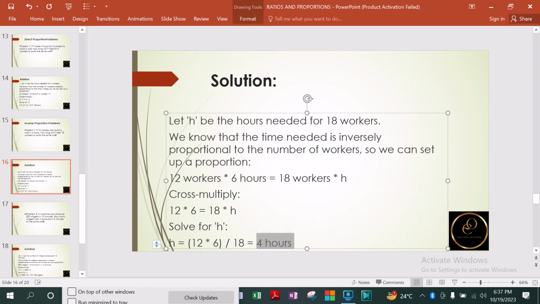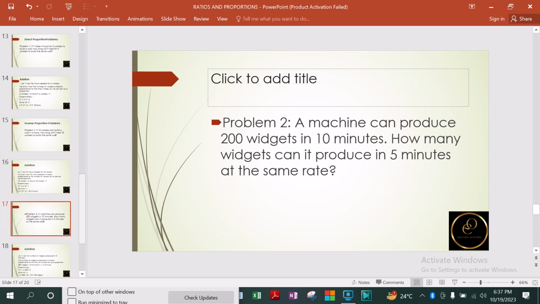Indeed, when the number of workers increases to do the same task, we expect them to take less time. So from 6 hours, it drops to 4 hours, because that is an inverse proportion problem. Okay, that's an inverse proportion problem. Let's look at another example to help us understand this.